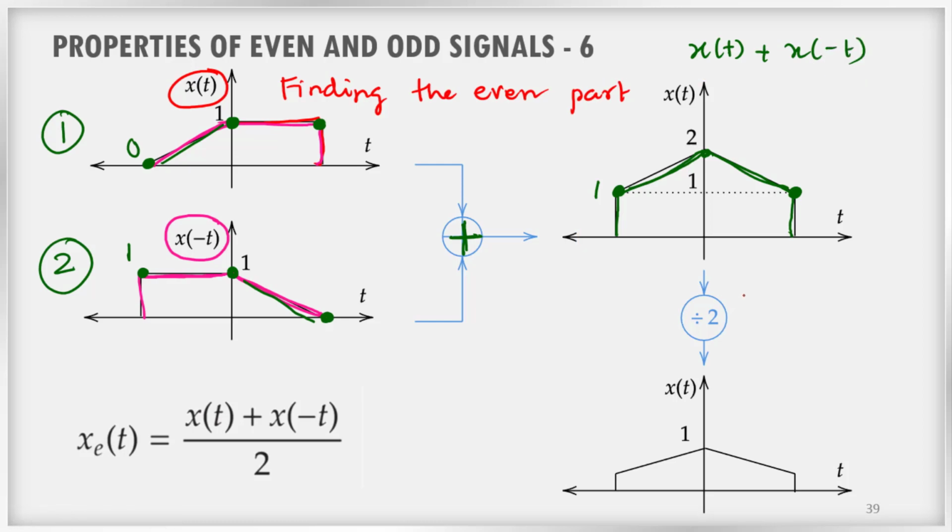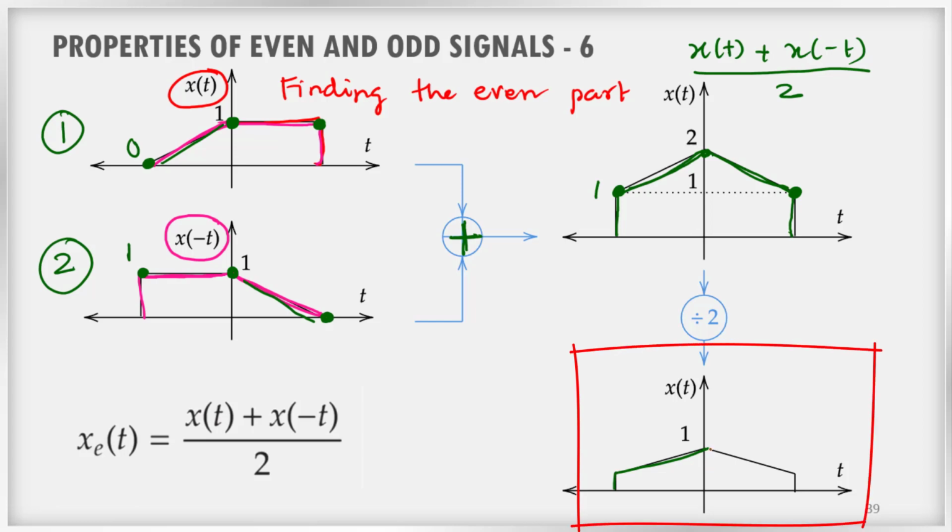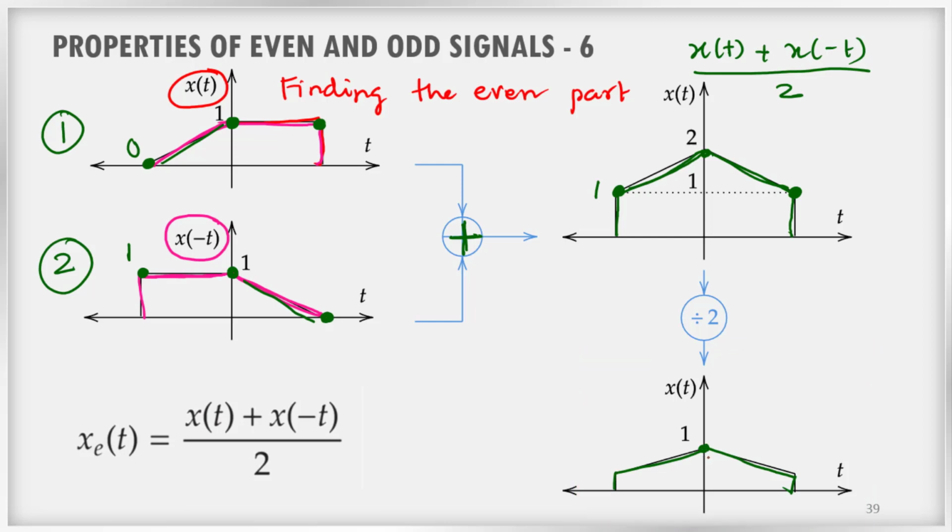Now if you divide that result by 2, you will get a signal with the same height as the original signal. So this signal has a height of 2. If you divide that by 2, you will get a signal like this. The value of the signal at time t equal to 0 will be 1, and at this location it will have a value of 0.5. We can mathematically represent it as x of t plus x of minus t divided by 2. If you perform that operation, you will get the even part of the signal. We have constructed the even part of a signal x of t.